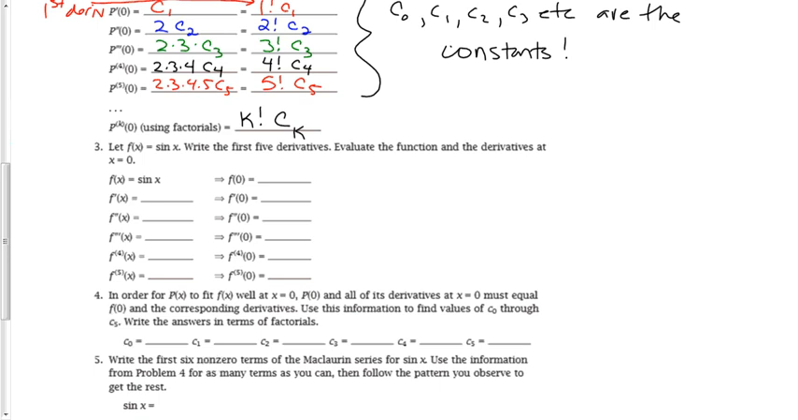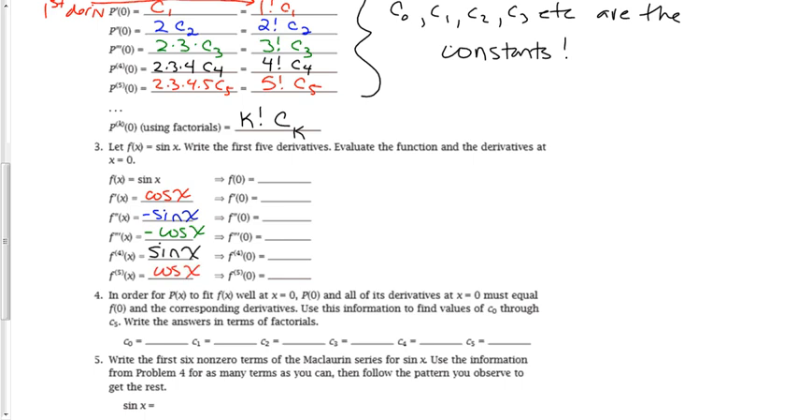I'm going to find my derivatives first, and then do my evaluation. So I start with f of x is sine of x, and I take the derivative. That derivative is cosine of x. I take the derivative of that, which is negative sine of x. The derivative of that is negative cosine of x. The derivative of that is sine of x. The derivative of that is cosine of x. So here are all my derivatives.